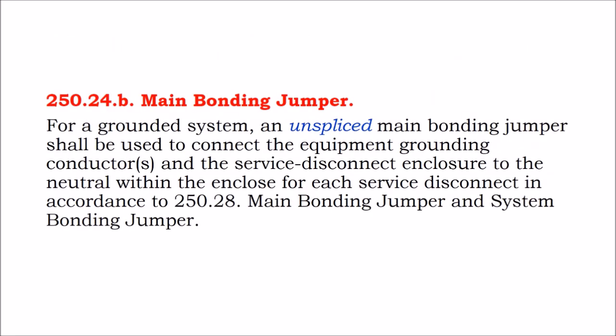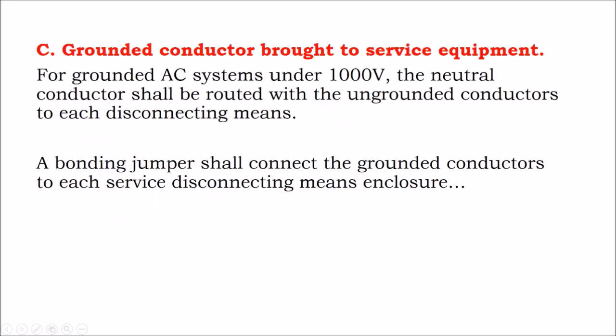The main bonding jumper is an unspliced connection between the equipment grounding conductor and the neutral within the service disconnect. So it can't be spliced. For grounded AC systems under 1,000 volts, the neutral shall be grounded with ungrounded conductors to each disconnecting means. A bonding jumper shall connect the grounded conductors to each service disconnecting means enclosure.